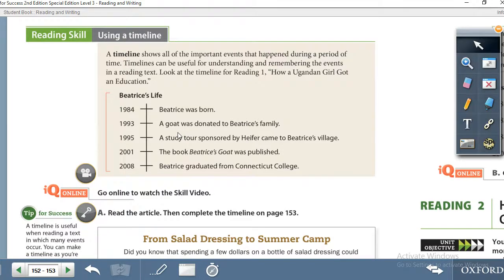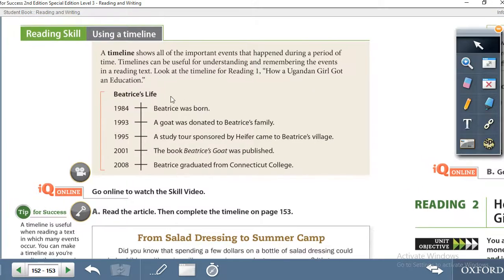So page 152 is the reading skill, using a timeline. A timeline shows all of the important events that happened during a period of time. Timelines can be useful for understanding and remembering the events in a reading text. Look at the timeline for reading 1, How a Ugandan Girl Got an Education. So this is the timeline of Beatrice's life.